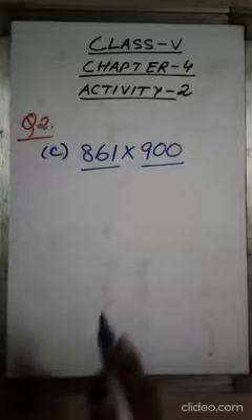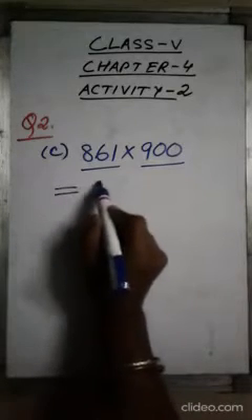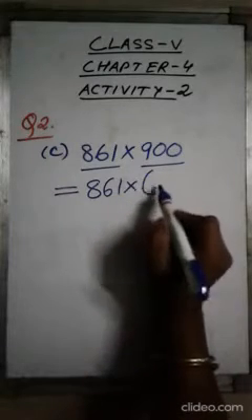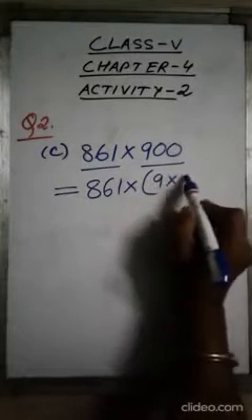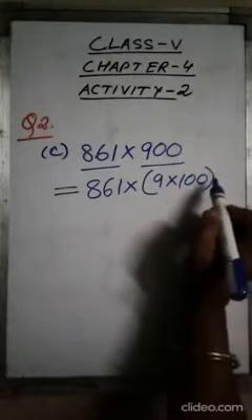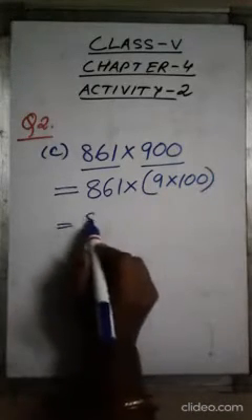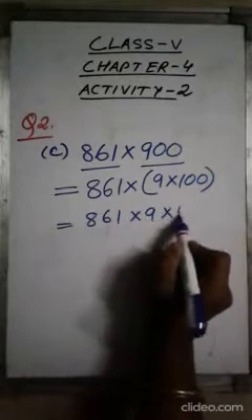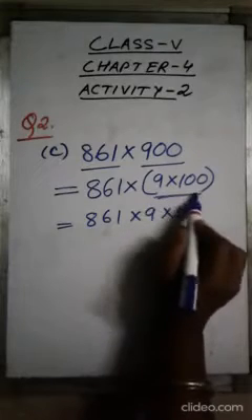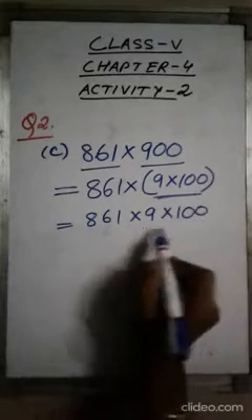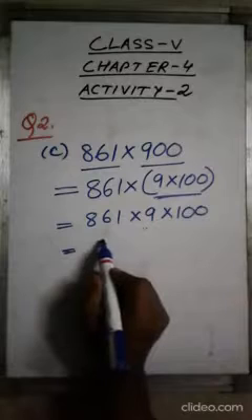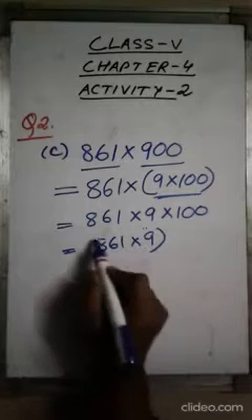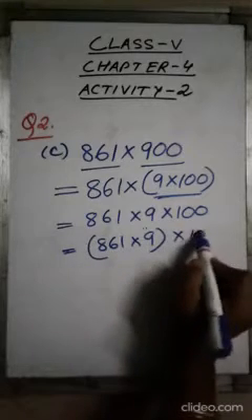What you have to do for this: 861 into what is 900? If you multiply 9 into 100, you get 900. Therefore, 861 into 9 into 100, I can write like this. Then I group 861 into 9 in one group and 100 in another group.